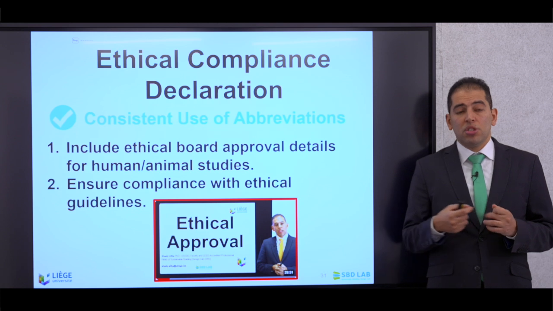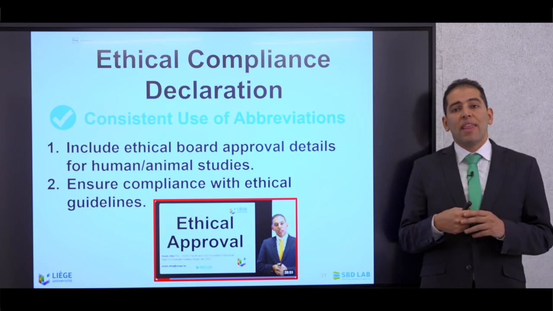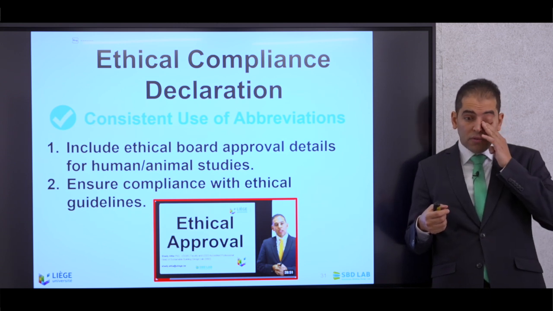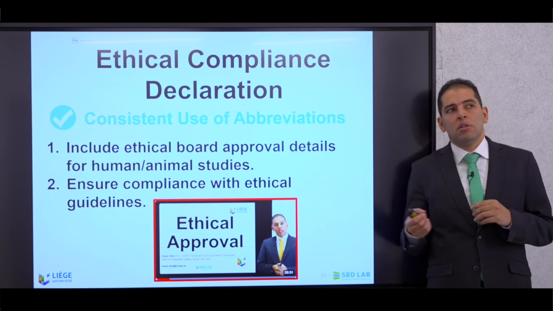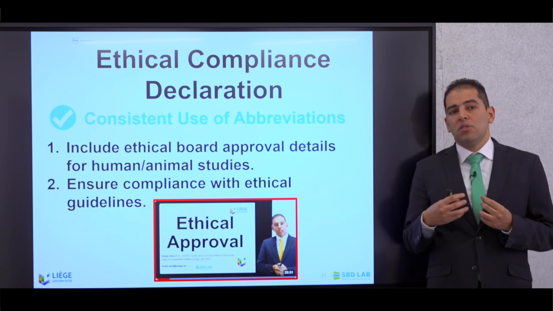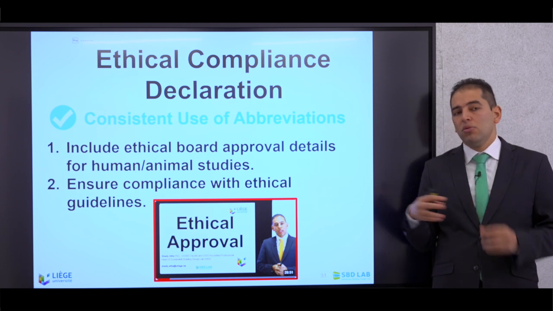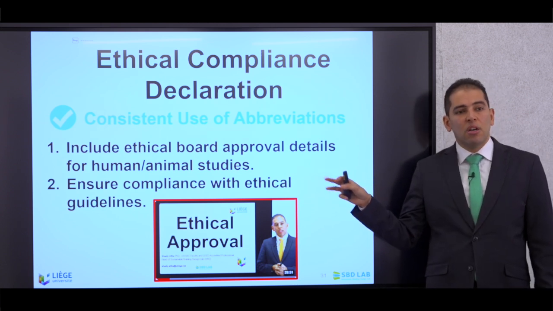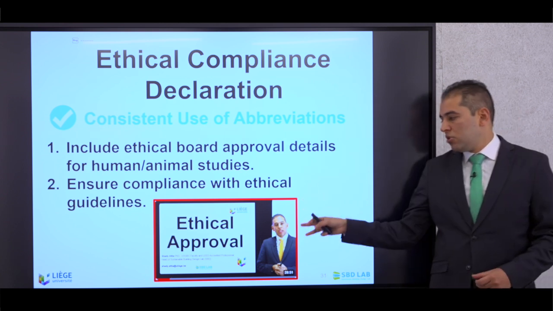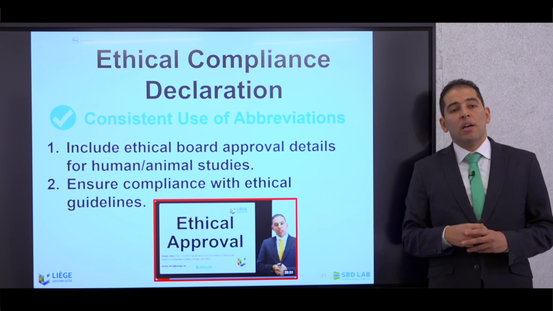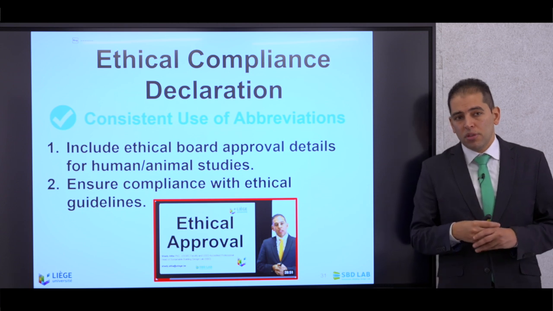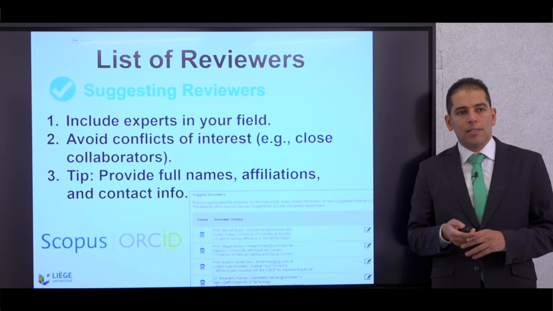The fourth document, which is also important here for the submission, is the ethical compliance declaration. And here, this depends on your research. If you are doing research involving, let's say, humans, animals, nature, or whatever, you need to have a consent form, and this consent form requires that you include the ethical board approval details for human and animal studies. You need to ensure compliance with the ethical guidelines, and there's a video about ethical approval. I advise you to watch it. And from there, you need to have this report from your institution that says that they approved your work. In some cases, some journals require that.